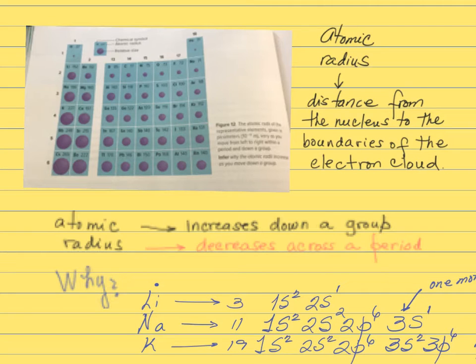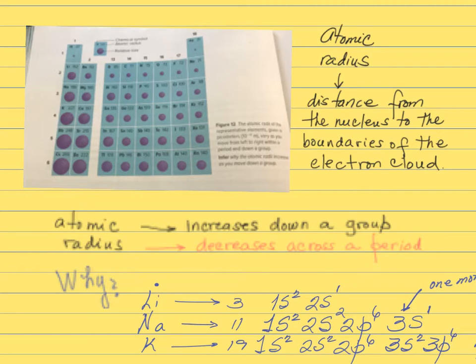The first trend that I'm addressing in this video is the atomic radius, which is the distance from the center of the nucleus all the way through the borders of the electron cloud. Okay, the distance from the nucleus all the way through the outside or the edge of the electron cloud. Now, what's gonna happen when you go down a group? The atomic radius is going to increase, and when you go across the period, the atomic radius is gonna decrease.